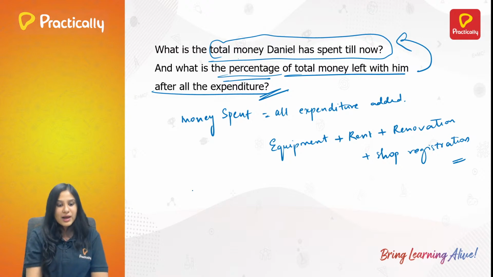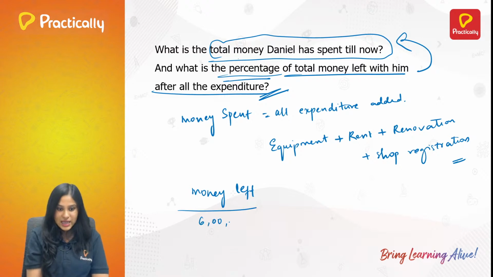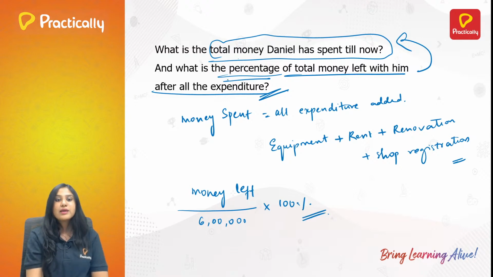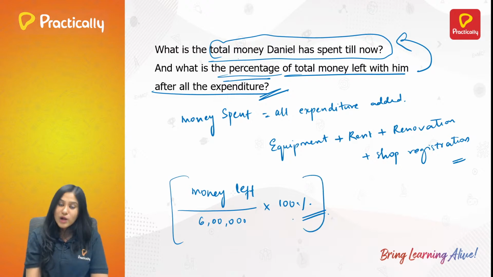Correct. Now, money left by total amount, that is 6 lakh, into 100% is the percentage of money left with him after all the expenditure. So you have to do this.